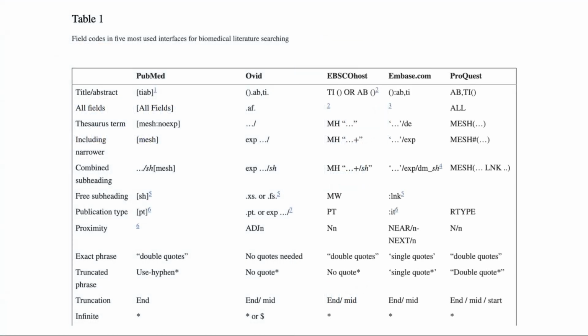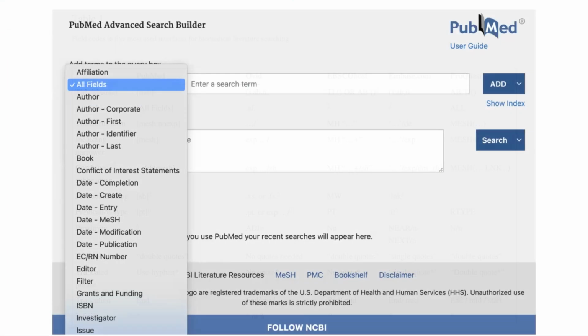Each database has unique field codes. Here is a table from the 2018 Bramer article showing various field codes for various database platforms. There are many field codes in PubMed. You can use the drop-down menu shown here to select a field to search in. For example, in PubMed, you could search for an author's name and select the author field code to make sure it's only searching for the word you type in as a name.